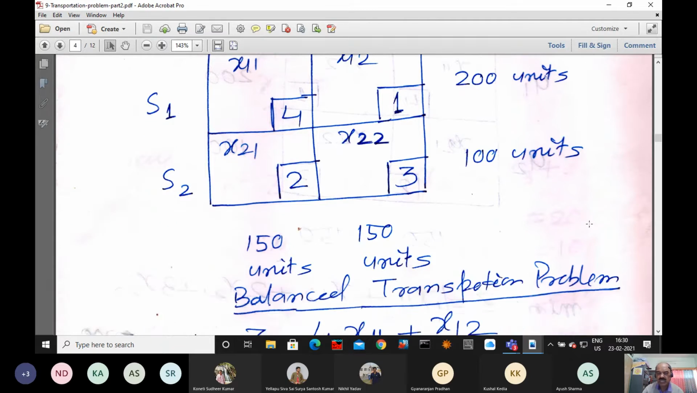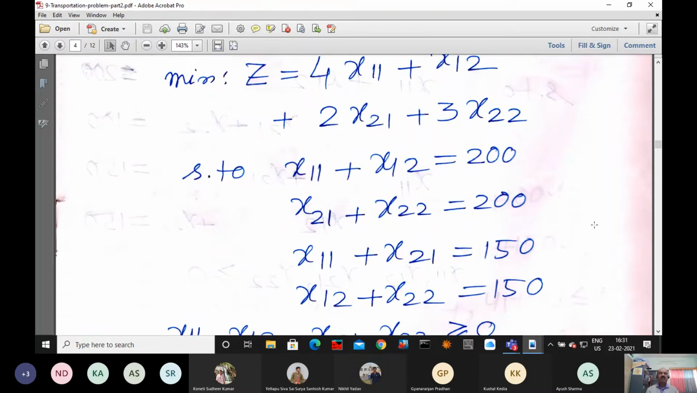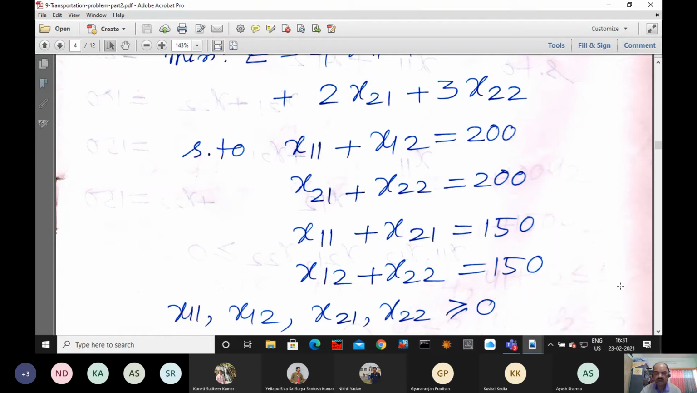Okay, now this is a very interesting problem. How many equations are there? And x11, x12, x21, x22, they are all non-negative. Of course, they are supposed to be non-negative integers. So anybody can solve this system? Anybody? There are 4 equations, 4 unknowns. Can you solve it?